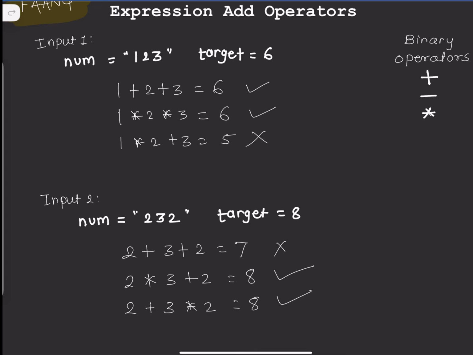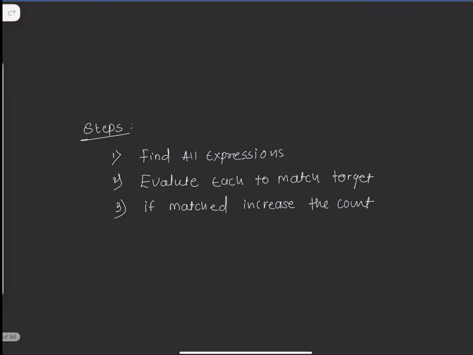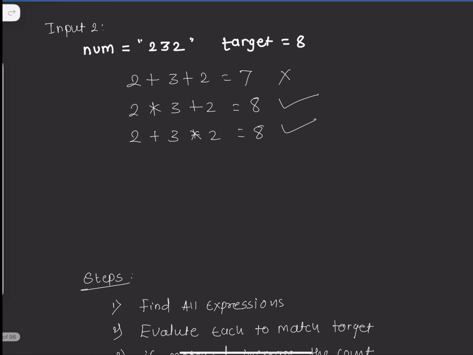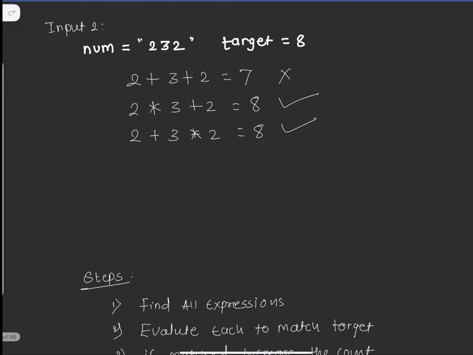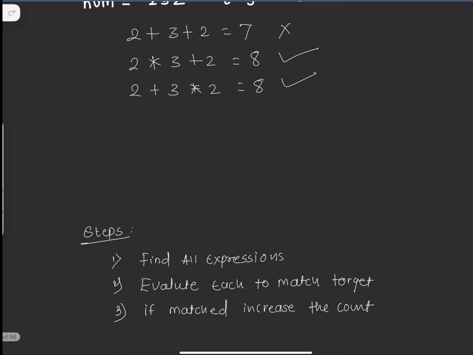To solve this problem, we have three steps basically. The first step is we need to find all expressions for the given string, and we need to evaluate each expression to match the target value, and if it matches, then we need to return that expression or increase the count. How to find the expressions first? Let's say we have the string 1 2 3 and we have these operators plus, minus and multiplication.